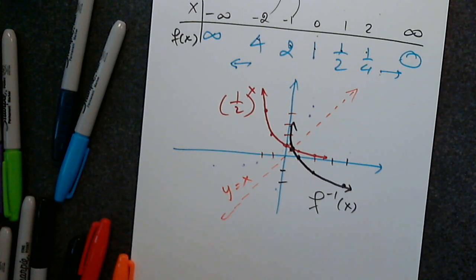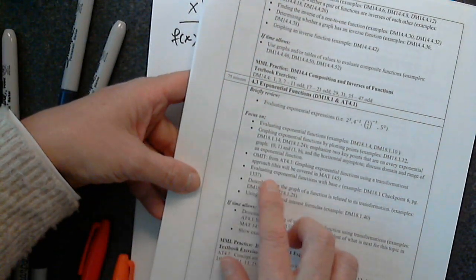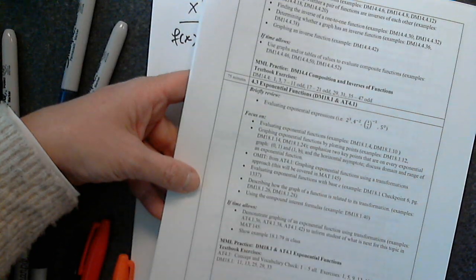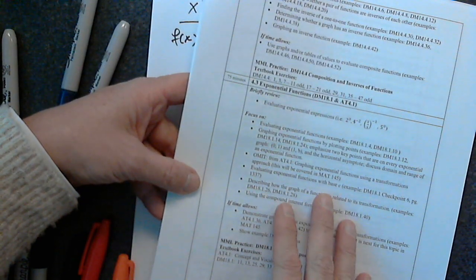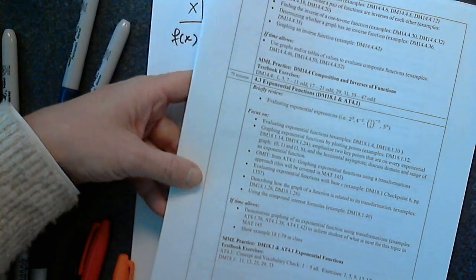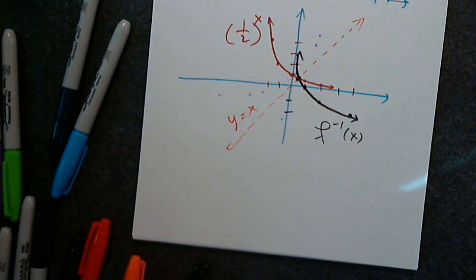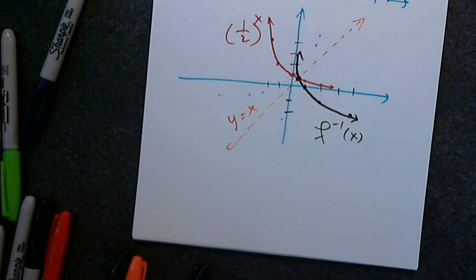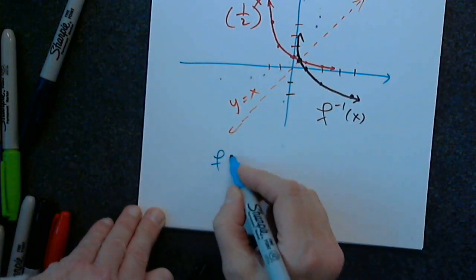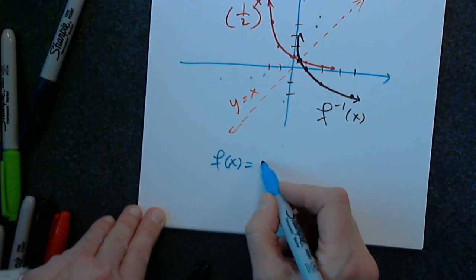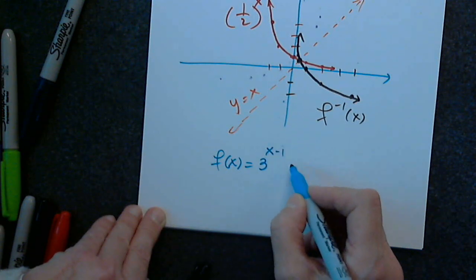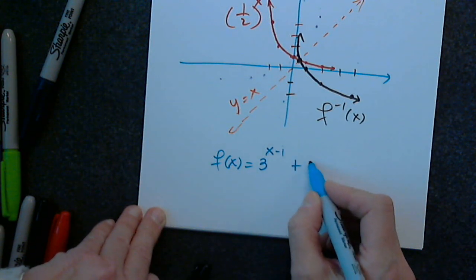Before we evaluate a couple of exponential functions, there are two very important exponential functions. I would like us to graph a function with transformations. I'm going to make one up. So let's suppose f of x equals 3 to x minus 1 plus 3.